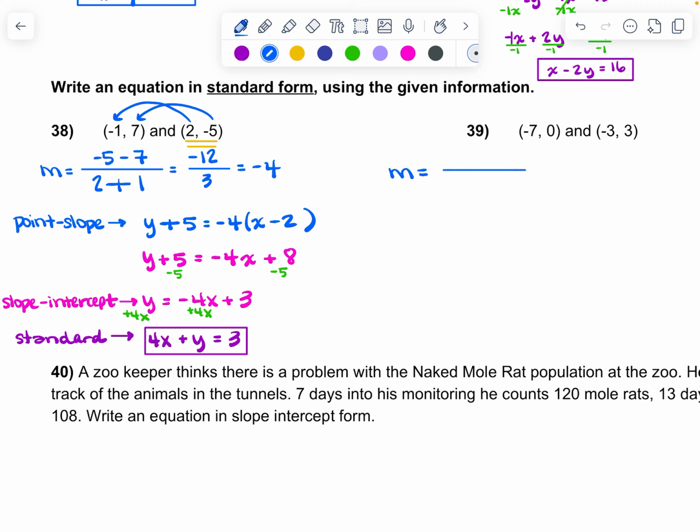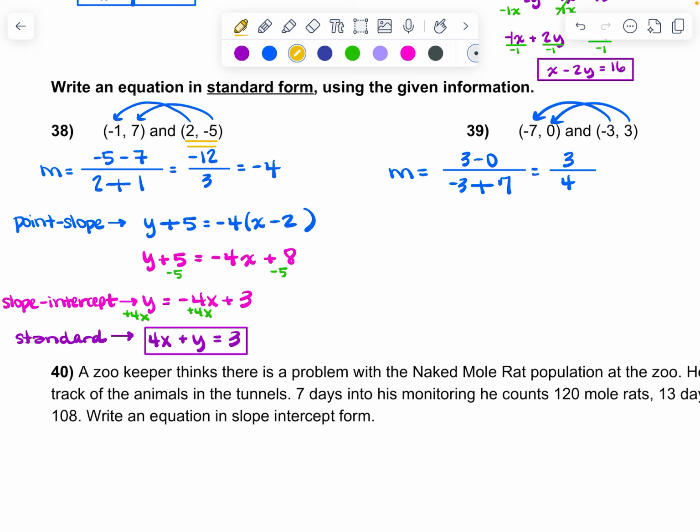Here we go. Slope. 3 minus 0, over negative 3 minus negative 7. So again, double negative changes to a positive. Let's see, that's going to give me 3 over 4, and I can't simplify that, so I'm just going to leave that as 3/4.